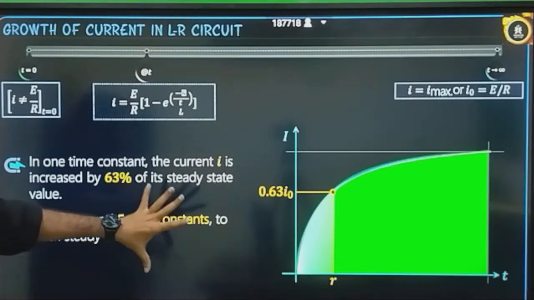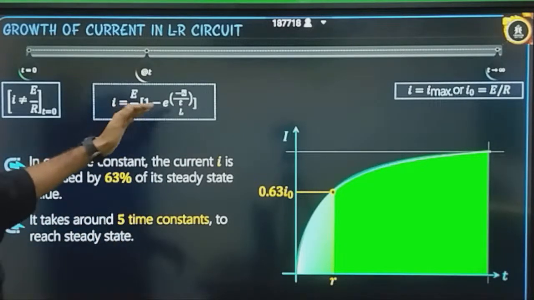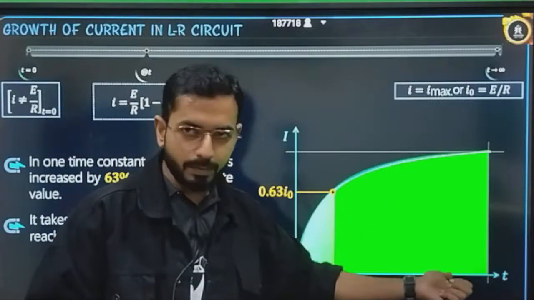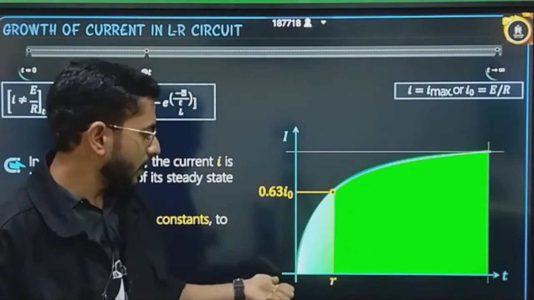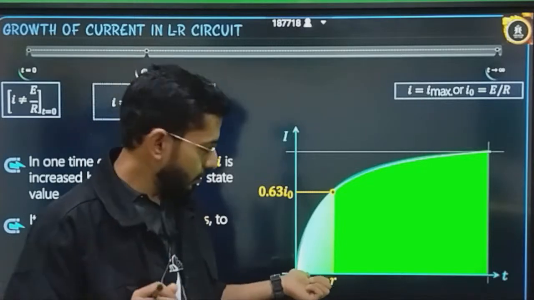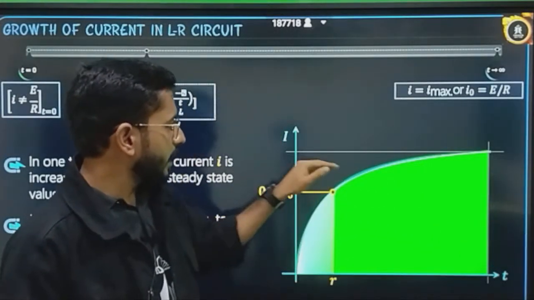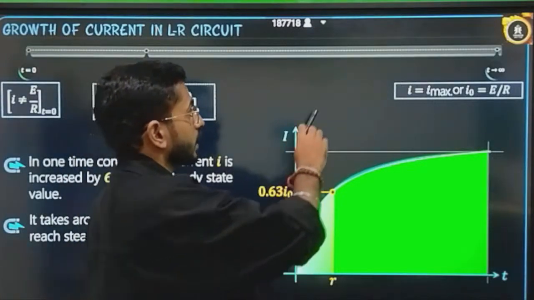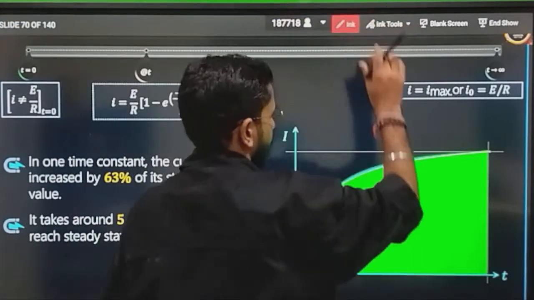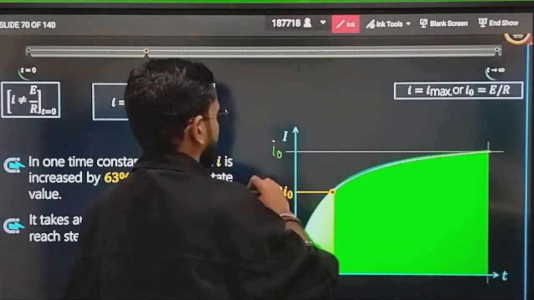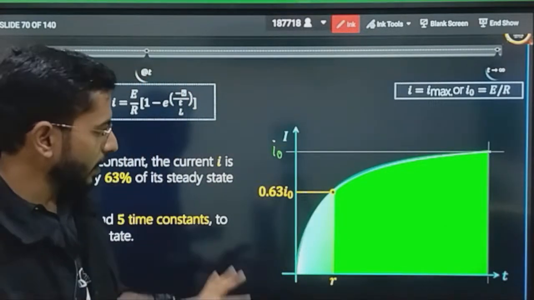Here is an important curve. When we plot the curve of this growth, it is the variation of current with time. At t equal to 0, what was the current? Zero, correctly represented. At some very large time, at infinity, it is tending to the complete I naught current.